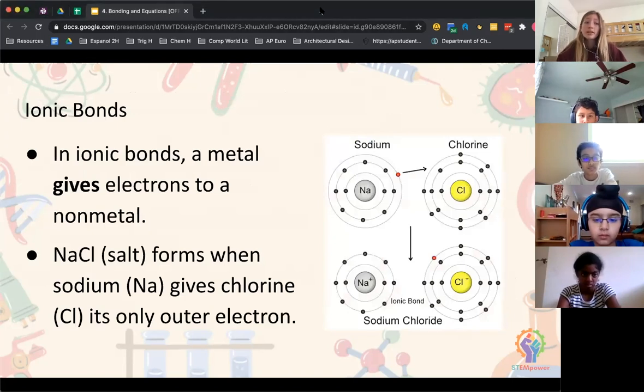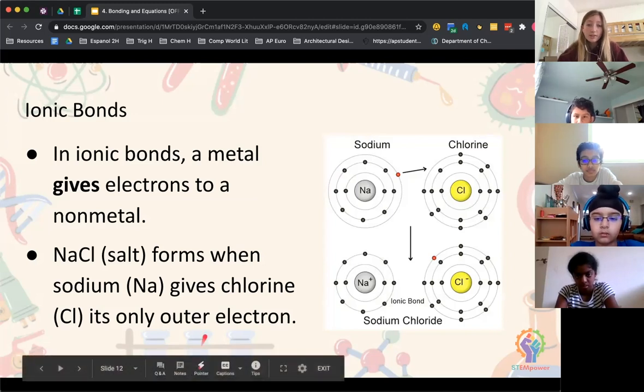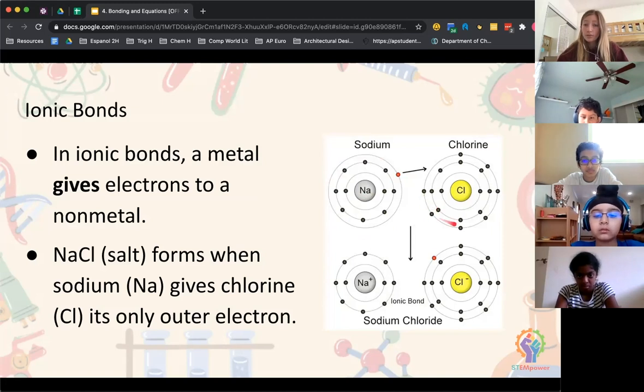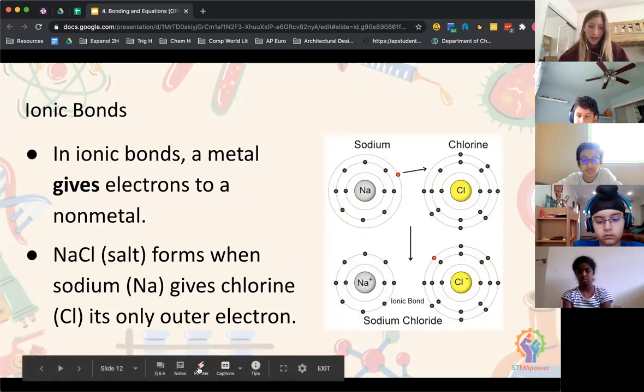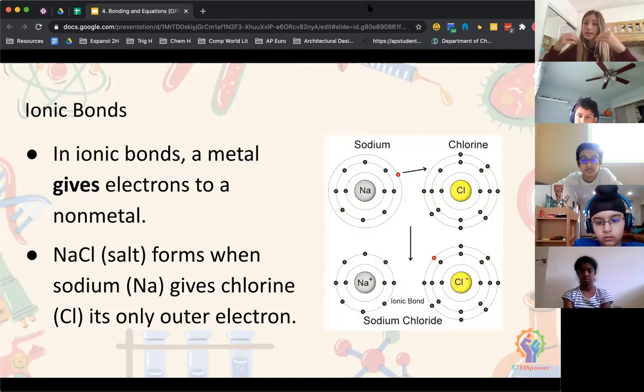So in an ionic bond, a metal will give an electron, or maybe more than one, to a nonmetal. An example of this is table salt, or sodium chloride, which will form when sodium gives chlorine its only outer electron. If we look at this diagram, we will see that sodium has one outer electron and chlorine has 1, 2, 3, 4, 5, 6, 7 outer electrons. So sodium gives away its outer electron, and suddenly they both have 8 outer electrons. So they're both happy. But when you just give away an electron, they tend to be attracted. They stay together.